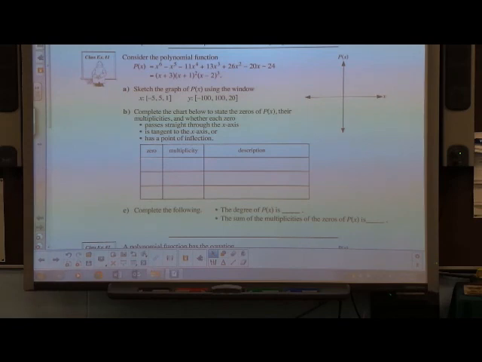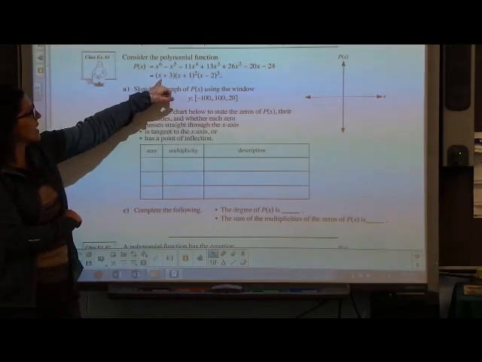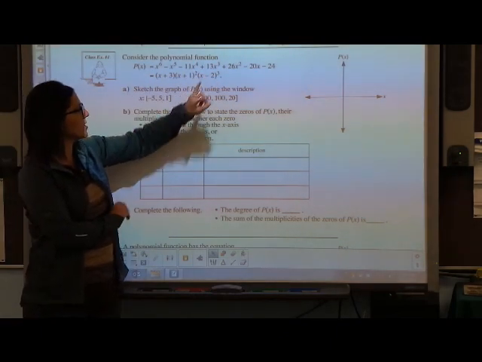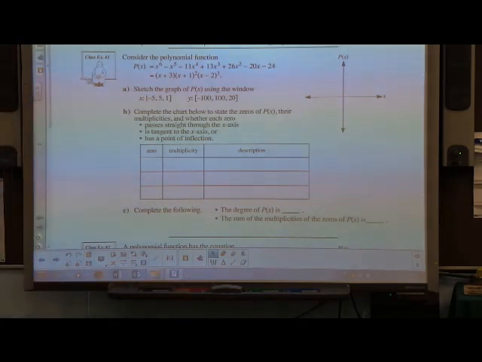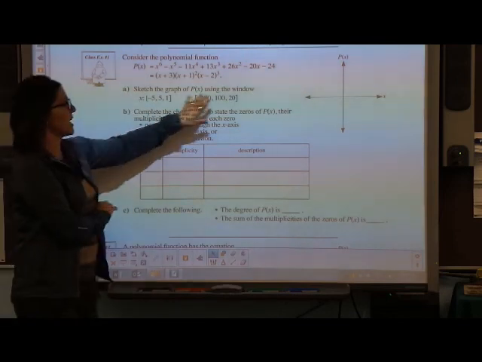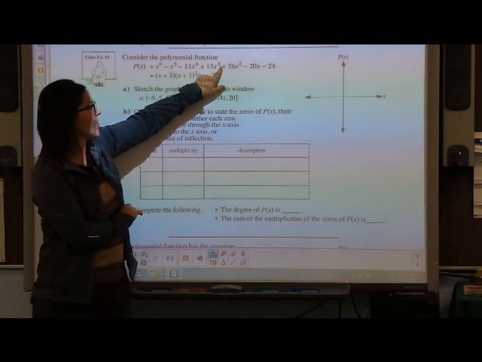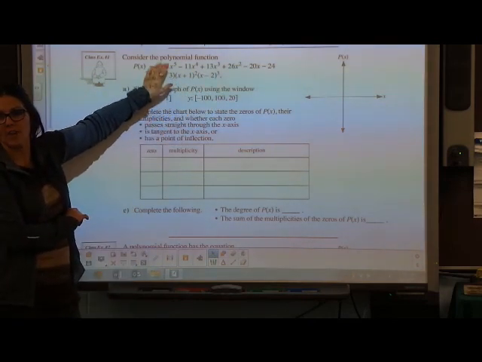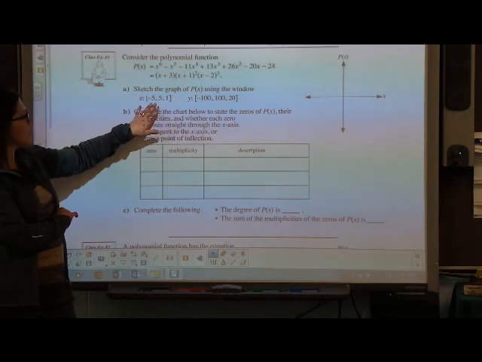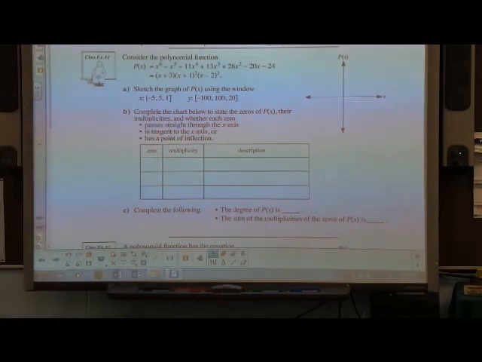So let's look at an example. Consider the polynomial function p of x equals x to the power of 6 minus x to the power of 5 minus 11x to the power of 4 plus 13x cubed plus 26x minus 20x minus 24. This polynomial function, when it's factored, gives me x plus 3, x plus 1 squared, and x minus 2 cubed. What I want you to do is graph this using these window settings. It would be easiest if you put this into your y1. Use these window settings and then sketch the graph for me.